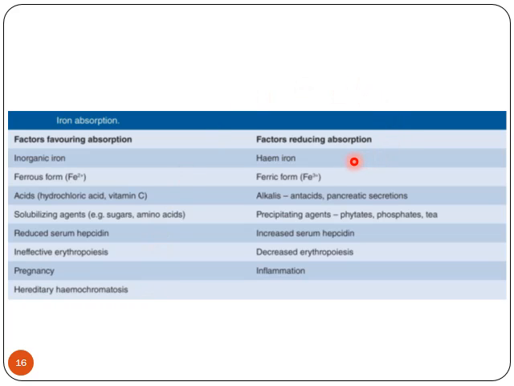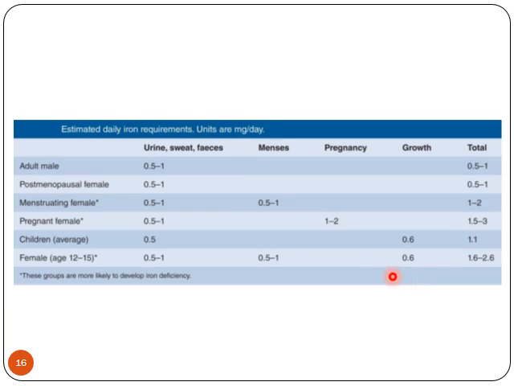On the other hand, having a heme iron or a ferric iron, which is the oxidized form, alkaline media, precipitating agents like phytates, phosphates and tea, increased serum hepcidin, and decreased erythropoiesis and inflammation, all will lead to reduction in the iron absorption. How about the daily requirement for iron?